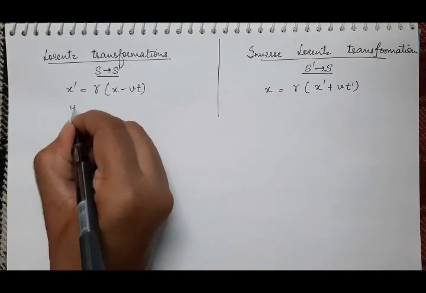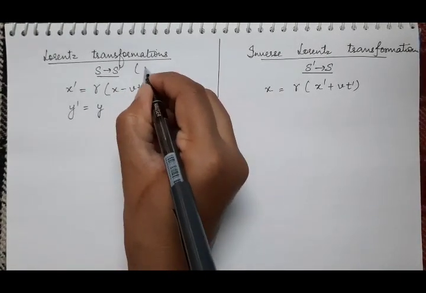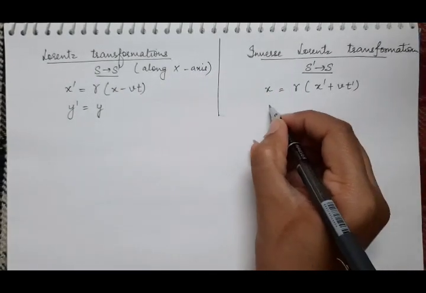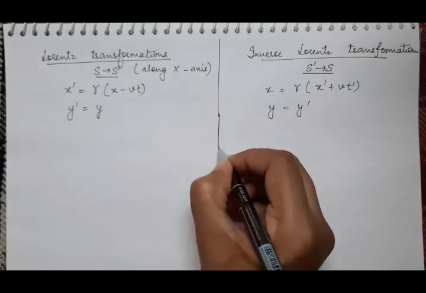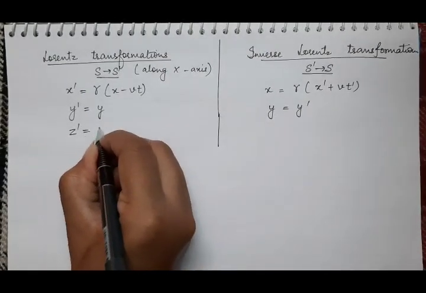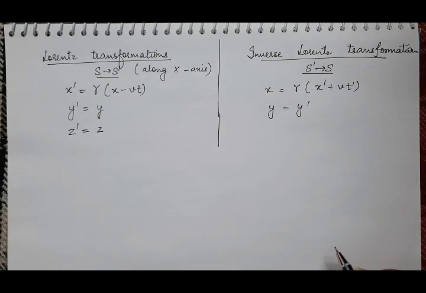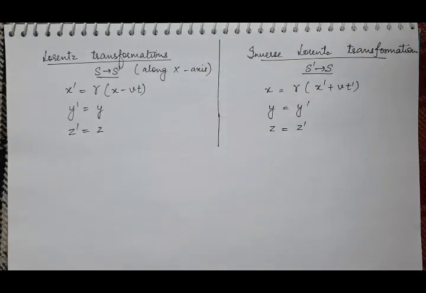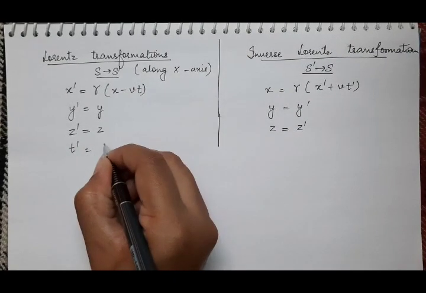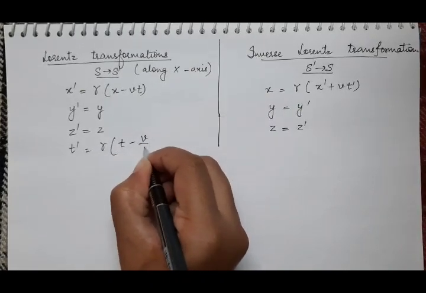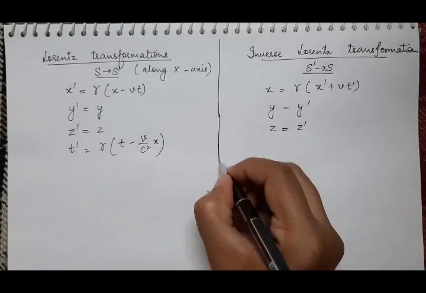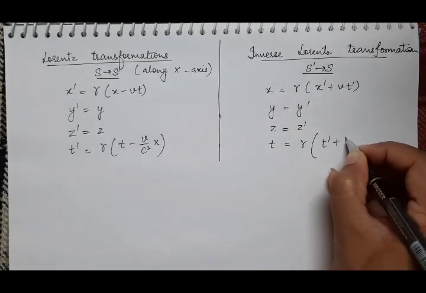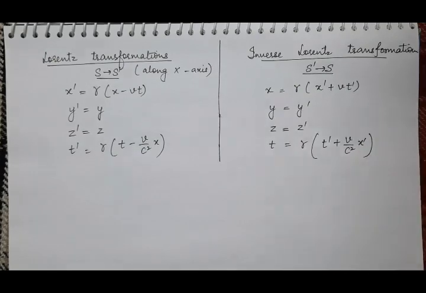In Lorentz transformations, we have y dash is equal to y when motion is along x-axis. So here y will be equal to y dash. In Lorentz transformations, z dash is equal to z, and in inverse Lorentz transformations, z is equal to z dash. And in Lorentz transformations, t dash is equal to gamma t minus v by c square x, and in inverse Lorentz transformations, t will be equal to gamma t dash plus v by c square x dash.